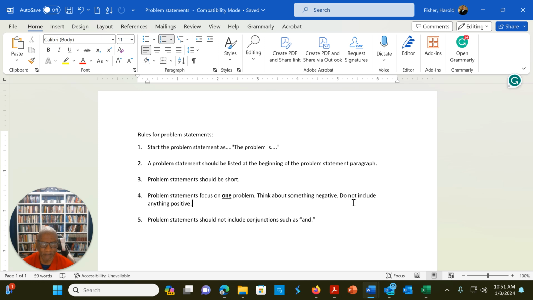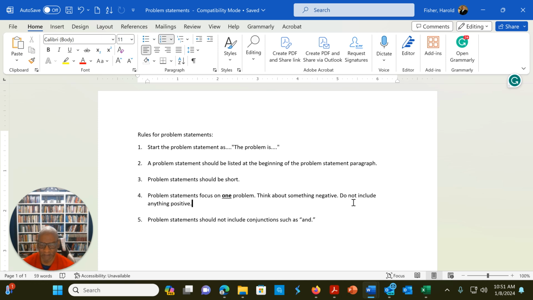I don't want to see long elaboration, because what happens is, again, you get confused, especially going into next week when you have to do your literature review, and you put everything in there, including the kitchen sink, in the problem statement. It has to be short, straight to the point. That's what I'm looking for.